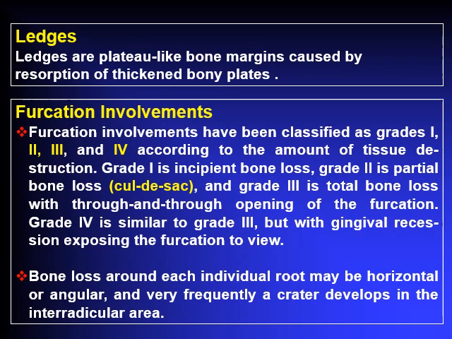Then the other configuration of the pattern of bone loss is bone ledges. What are bone ledges? Bone ledges are plateau-like bone margins, which are caused by resorption of thickened bony plates. When you have buttressing bone formation and its resorption may occur, there is a bone ledge at the periphery of the marginal bone, thickening of the marginal bone. This is called ledges. Okay.